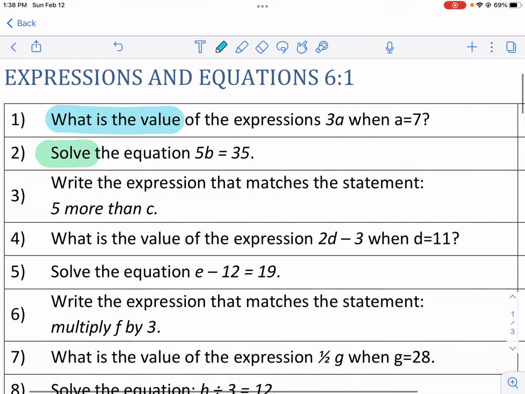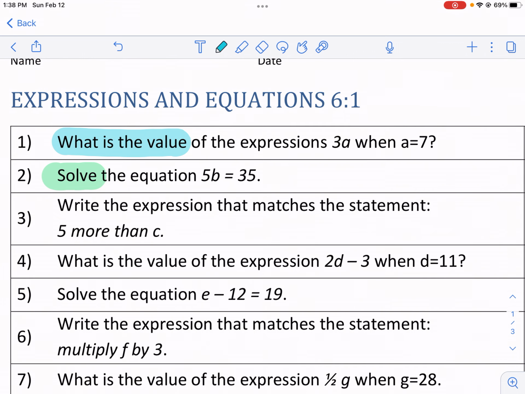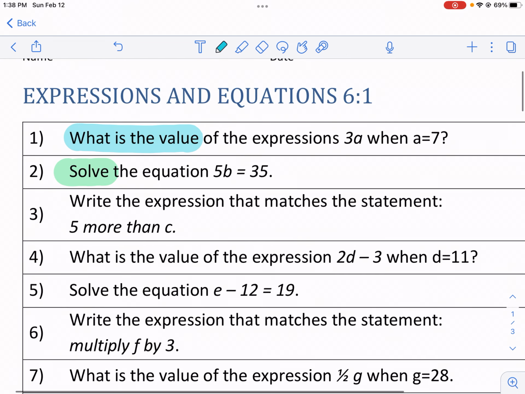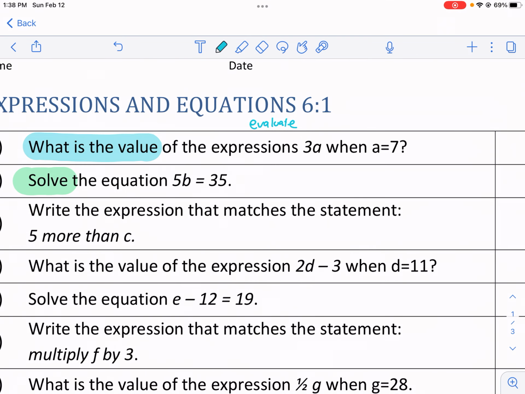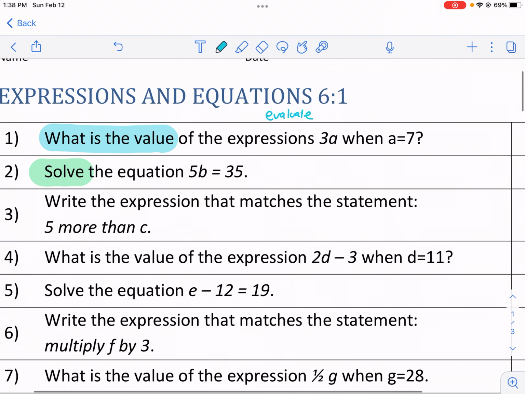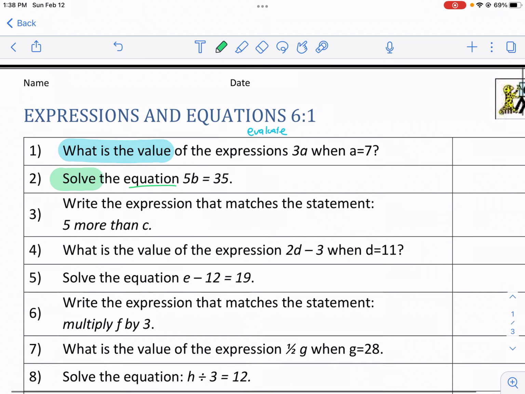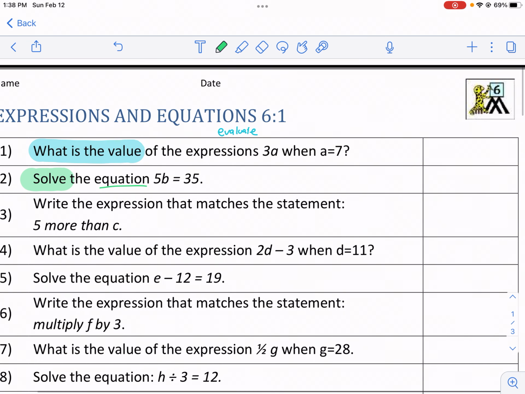So let's talk here. This is talking about expressions and equations. What is the difference? Well, I'm going to do the expressions in blue and the equations in green. One of the key things I want to talk about before we get started is with expressions, we are going to evaluate these. You can also simplify expressions, but in this case, I think most of these are evaluate. And then for solve, that is only for equations. You can't solve an expression, you can only solve equations, okay? So that's just something to keep in mind. I'm going to try to do those in green.